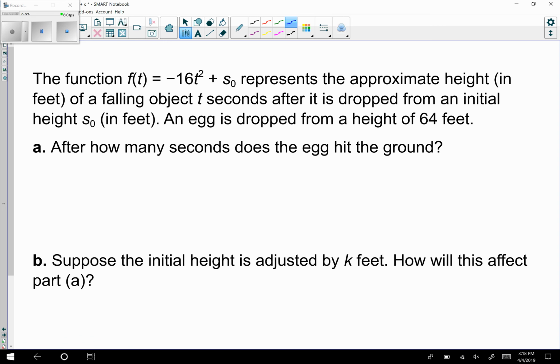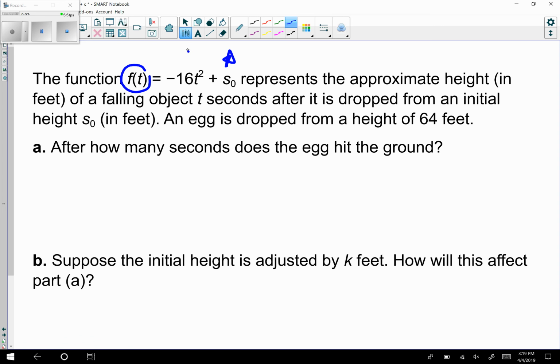Last one. This is the last one we're going to do together. And then I want you guys to try the very last example on your own so that you've got a little bit of an idea how to do it. First off, we've got this function. We've got f of t equals -16 t squared plus s sub 0. Okay, so that's an important piece. That represents the approximate height of a falling object.